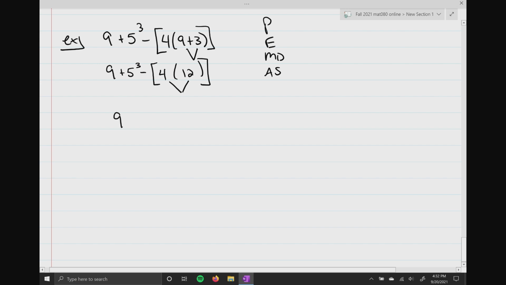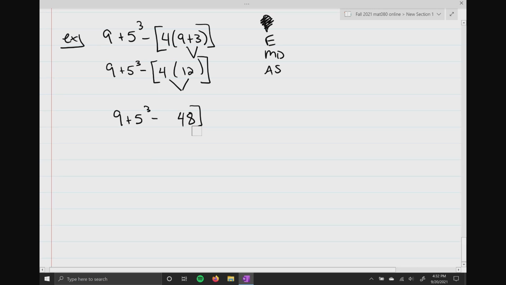So 9 plus 5 to the third minus 4 times 12 is going to be 48. And now I'm finally done with brackets. Or parentheses, if you want to call grouping symbols, that's fine. In fact, now that we only have one number inside that bracket, if you wanted to, you could just put parentheses if you want.